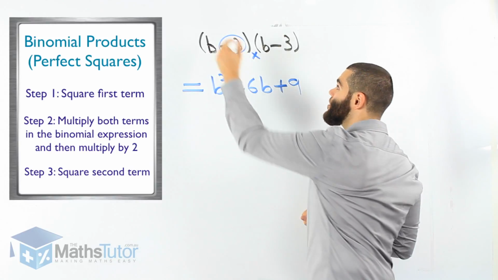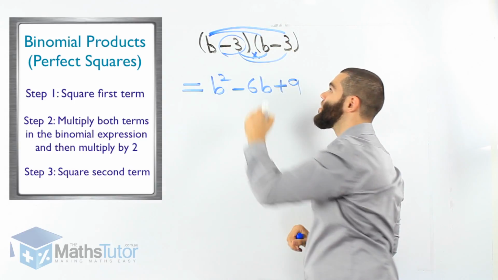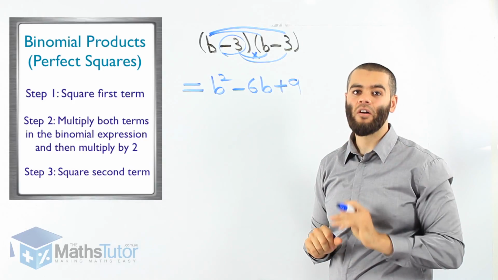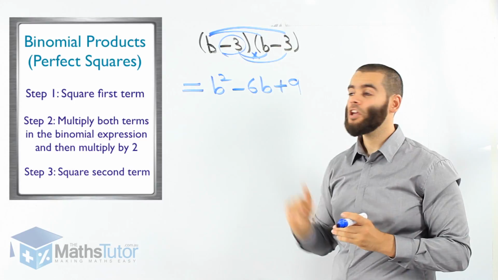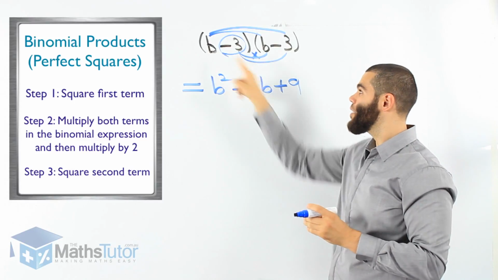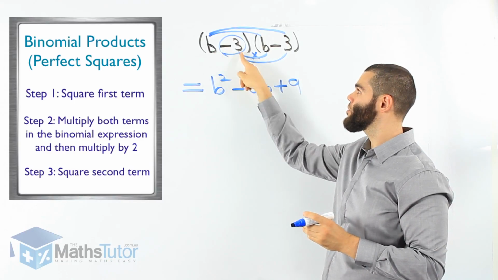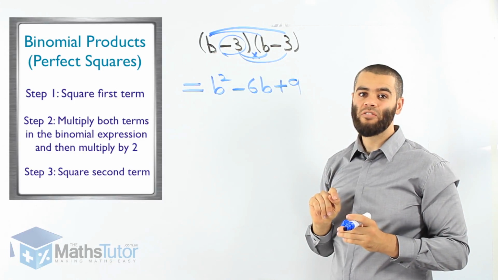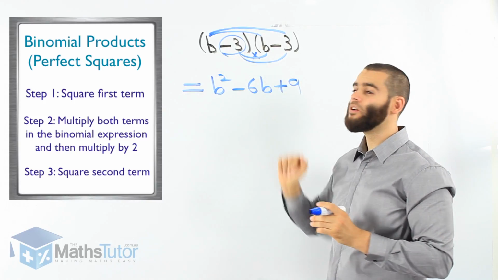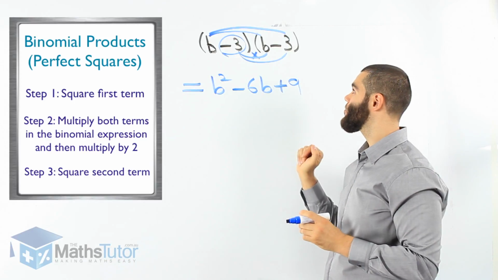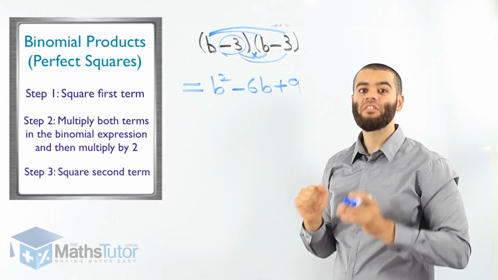If we use the old method, we're still going to get the same answer, but it is longer. This is quicker and more efficient. Whenever you see perfect squares, we follow these three steps. Square the first one, then multiply the two terms together, then times them by 2, negative 6b. Last step, we square the last term. Negative 3 squared is positive 9. There is our answer. We're going to do some more examples just to get the hang of it.